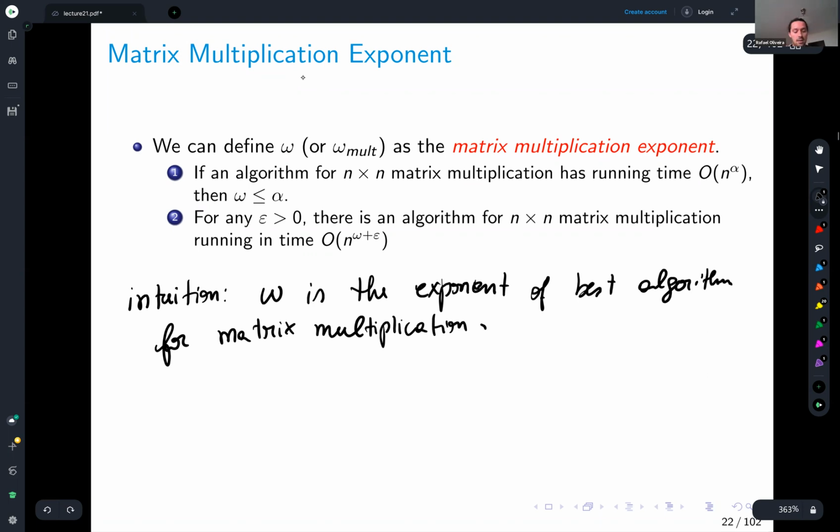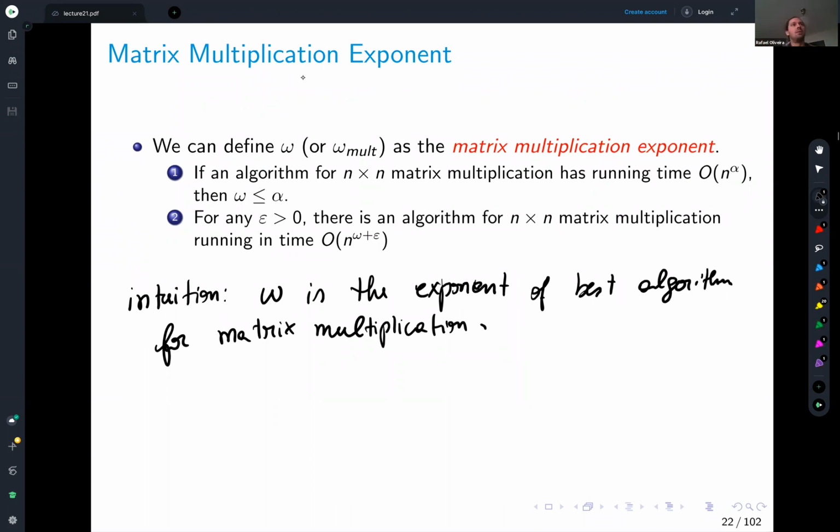And to define it, the idea is that if any algorithm that can solve matrix multiplication has running time O of n to the alpha, then omega is less than or equal to alpha. And for any epsilon bigger than 0, there is an algorithm for n by n matrix multiplication running in time O of n to the omega plus epsilon.